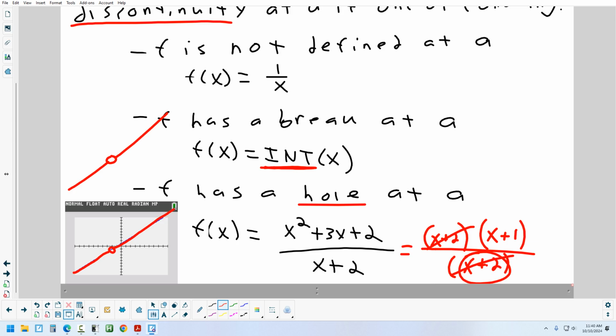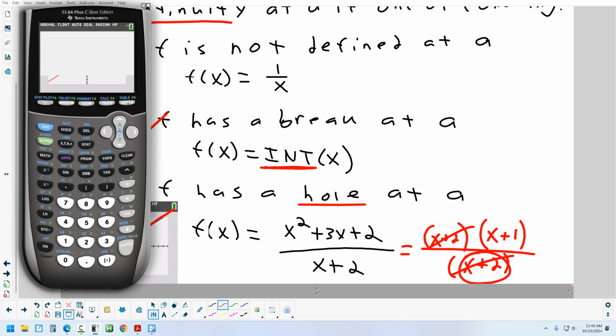Now, that hole is infinitely small. You can go to your table and type in -1.99. That's not -2, so that one works fine. You can type in -2.01. It's close to -2, but it's not -2, so it works fine. It's just -2 that doesn't work.